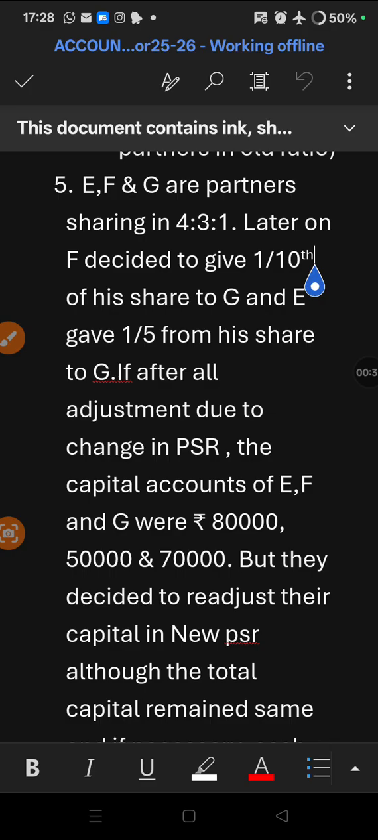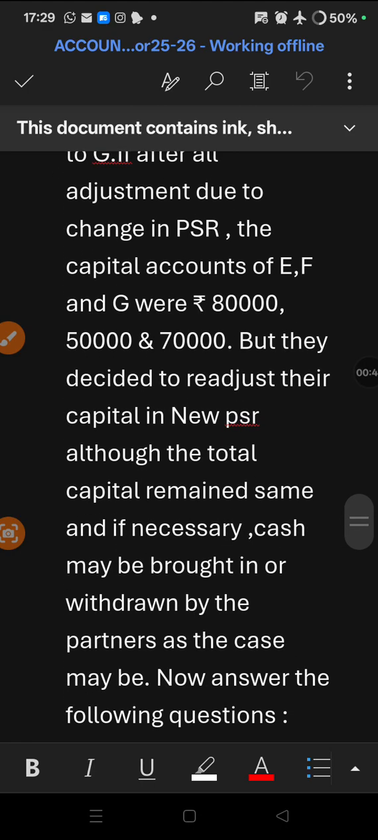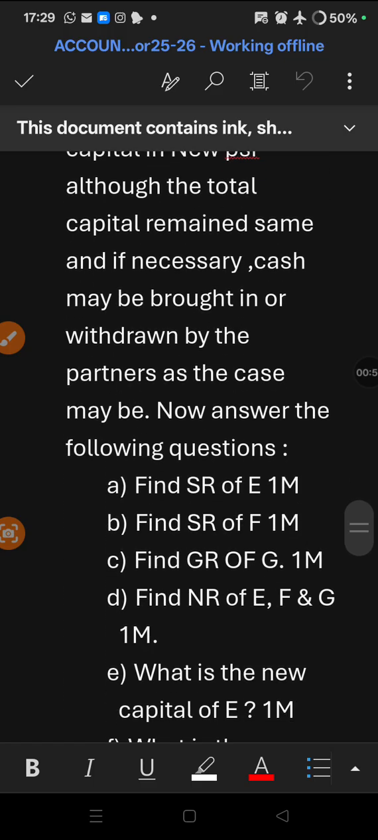If after all adjustment due to change in PSR, the capital accounts of E, F and G were 80,000, 50,000 and 70,000, but they decided to readjust their capital in new PSR. Although the total capital remained same, and if necessary, cash may be brought in or withdrawn by the partners, as the case may be. We have to answer the questions.